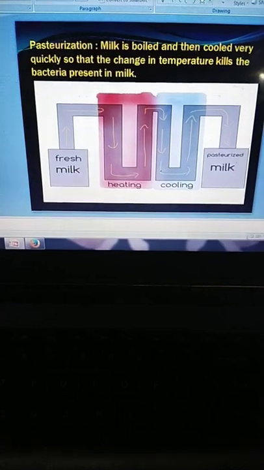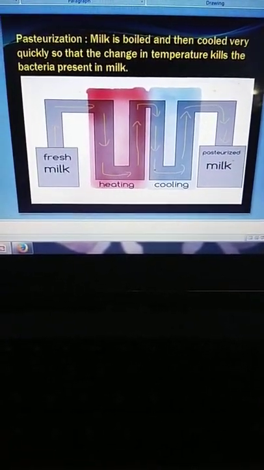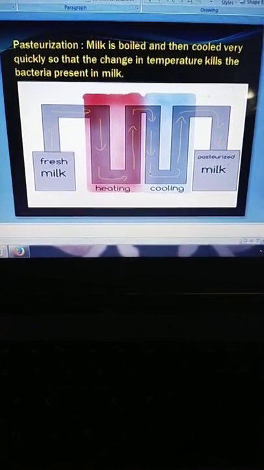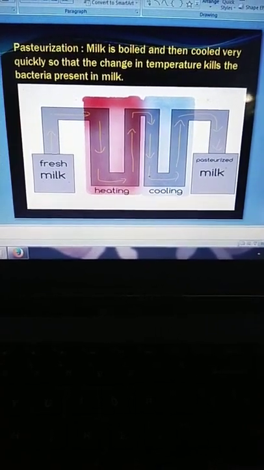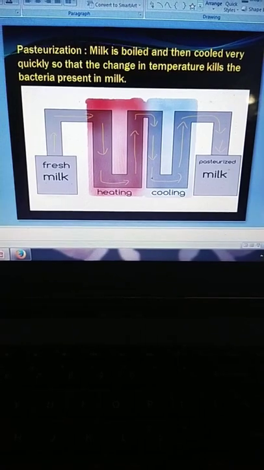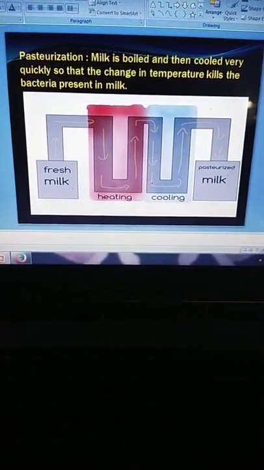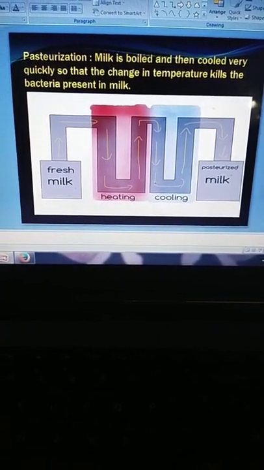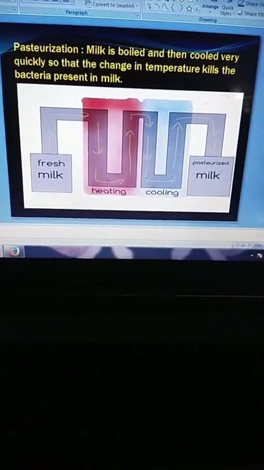Next is pasteurization. In the process of pasteurization, milk is boiled and then cooled very quickly so that the change in temperature kills the bacteria present in the milk. In the picture you can see the fresh milk goes into the heating part. Again from the heating part it goes to the cooling part. Then at the last, pasteurized milk is produced.